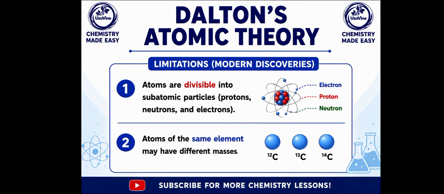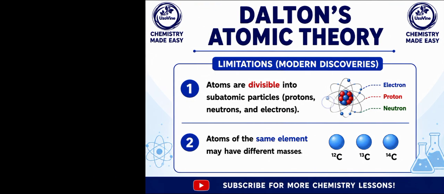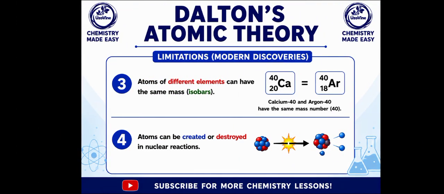Number two limitation: atoms of the same element may have different masses. As you can see, the same element, carbon, has a mass of 12, 13, and 14, and this is known as isotopes. Number three, atoms of different elements can have the same mass. Atoms of different elements can have the same mass, and this is known as isobars.